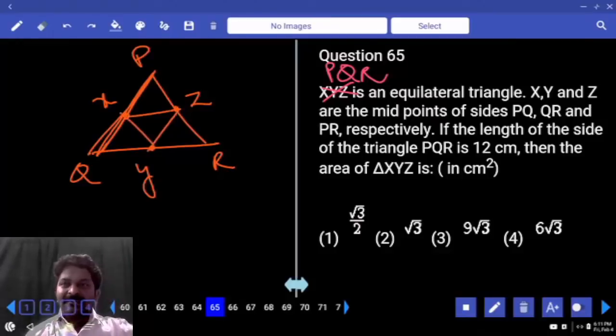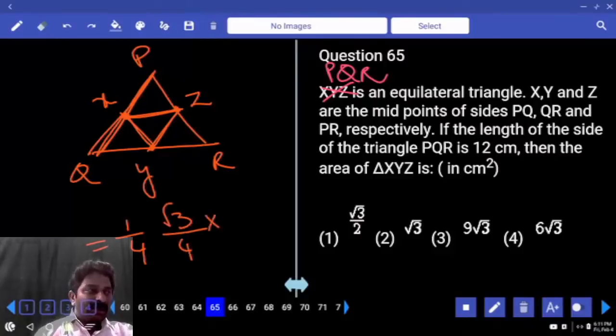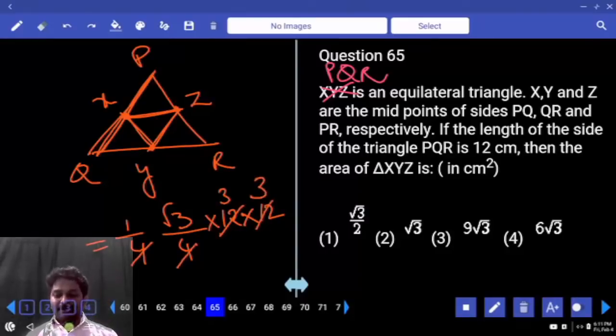XYZ are midpoints, right? If you join midpoints, how many equal triangles will there be? 4 equal triangles. So the outer triangle area must equal the sum of the 4 smaller triangle areas. Out of that, the XYZ area must be 1/4 of the area of triangle PQR. PQR is an equilateral triangle, so area is root 3 by 4 a square. The side is 12, so 12 into 12. 3 times 3 is 9, root 3 is the final answer.